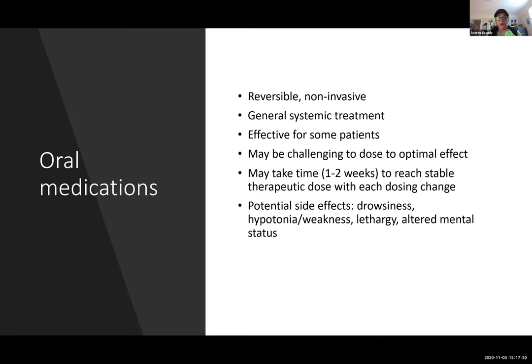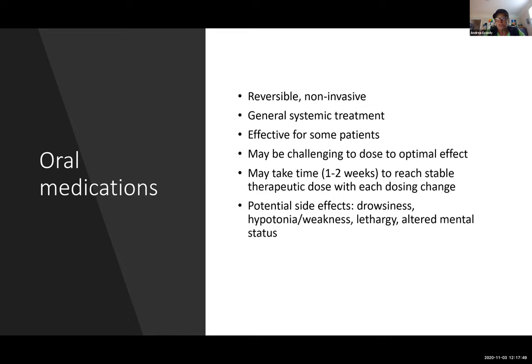All right, so let's talk about oral medications. This is always going to be the first line of treatment. They're reversible and they're non-invasive, if you consider taking chemicals into your body non-invasive. It's a general systemic treatment for spasticity, and it's effective for some to most patients if, again, dosed correctly. It's difficult to get the optimal dosing effect, and sometimes it takes a while, 1 to 2 weeks, to get them there. So this is if you're at the very beginning of that.